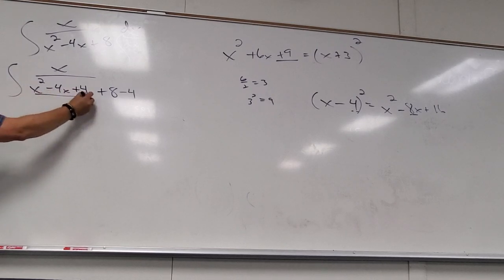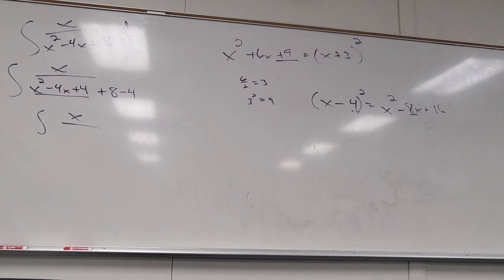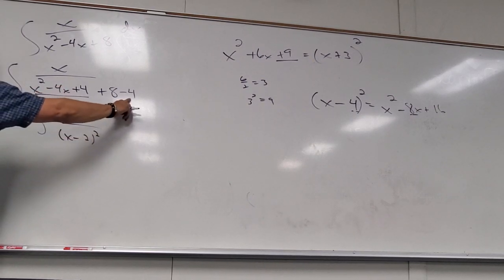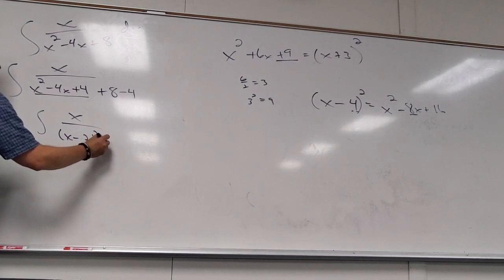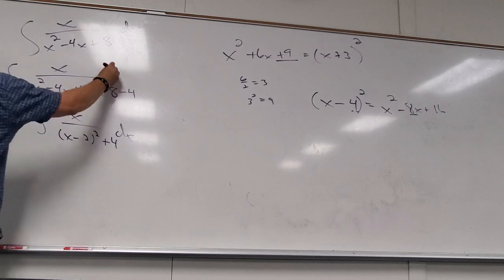So x squared minus 4x plus 4 is x minus 2 squared. And what's this? Plus 4. There we go. Forgot my dx.